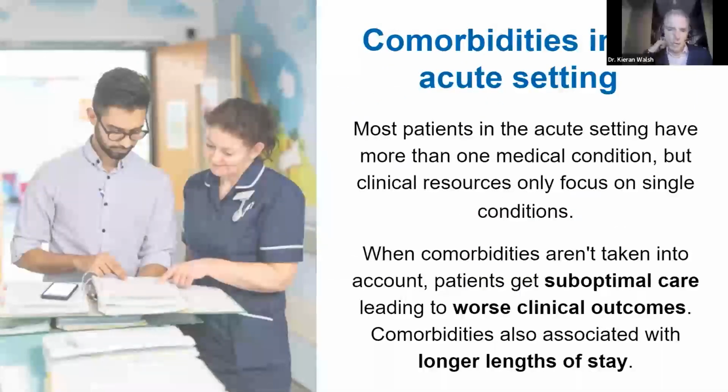So we decided to focus, at least initially, on comorbidities in the acute setting. Most patients in the acute setting have more than one medical condition, but clinical resources only focus on single conditions, which is an important point. And when comorbidities aren't taken into account, patients get suboptimal care and worse clinical outcomes. In hospitals, comorbidities are also associated with longer lengths of stay and increased costs.